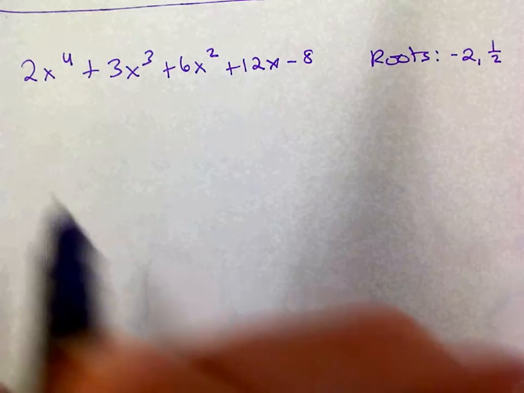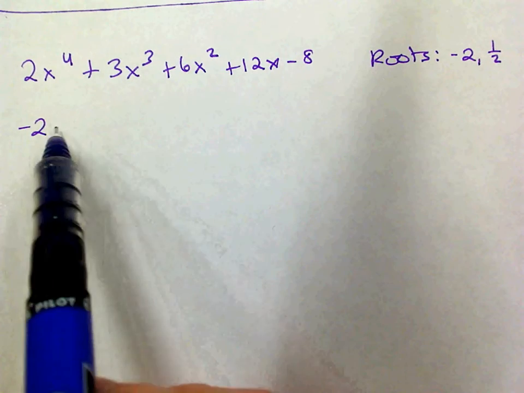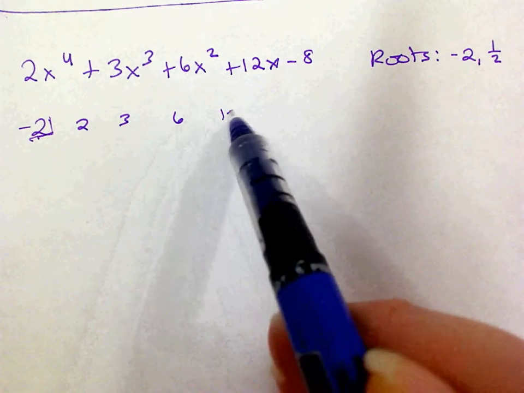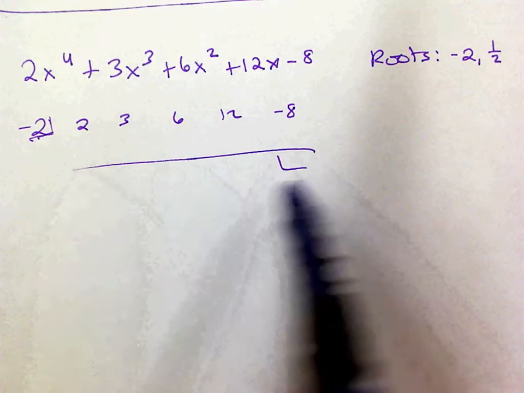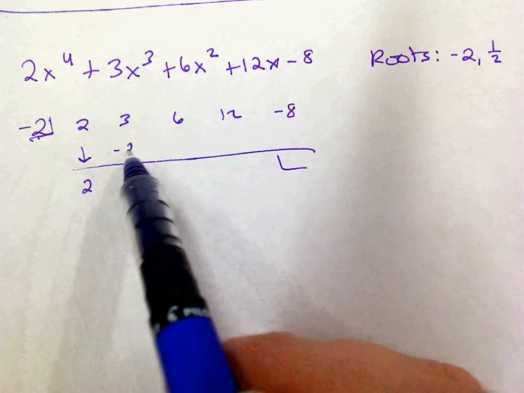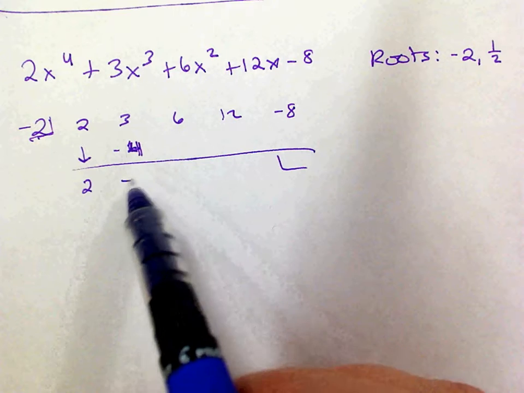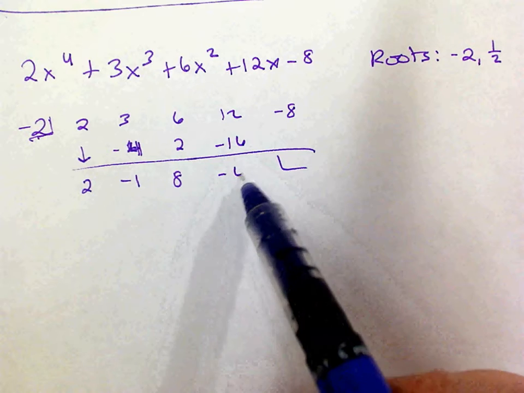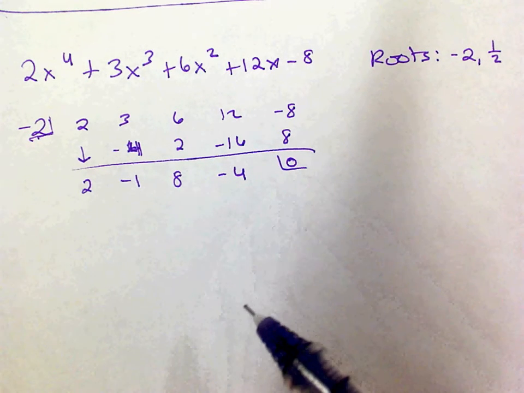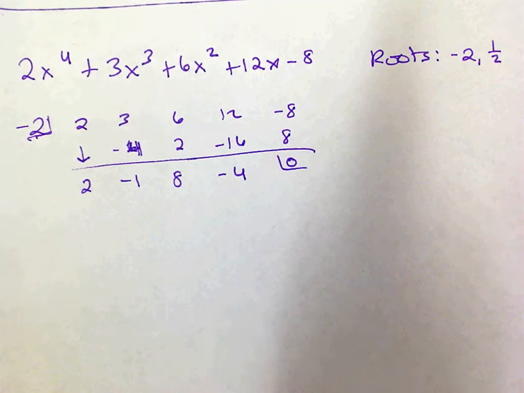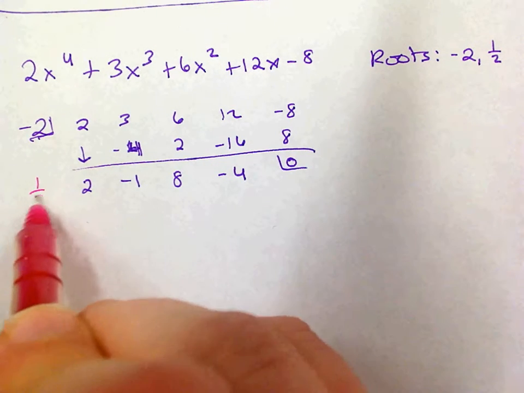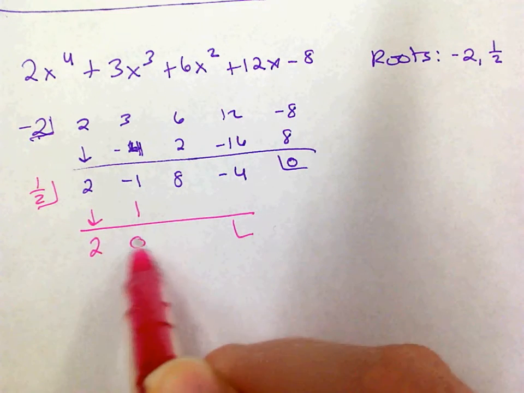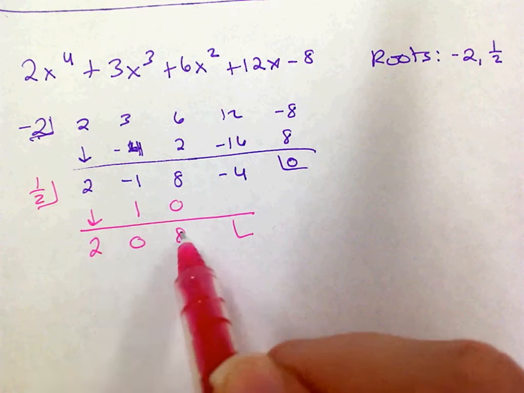So negative 2, then 2, 3, 6, 12, negative 8. And down I get 2, negative 4, sorry. Negative 1, positive 2, 8, negative 16, negative 4, positive 8, and 0. Okay, so that worked, and now I'm going to do positive 1/2. Bring down the 2, what's 1/2 of 2? 1, so that's 0, 8, 1/2 of 8 is 4, so 0.